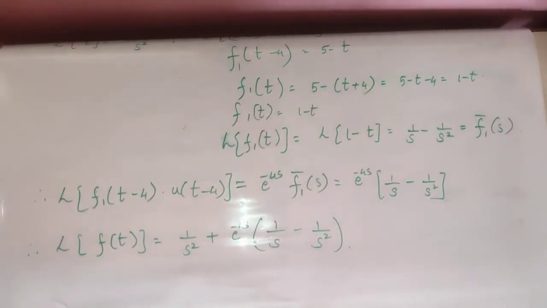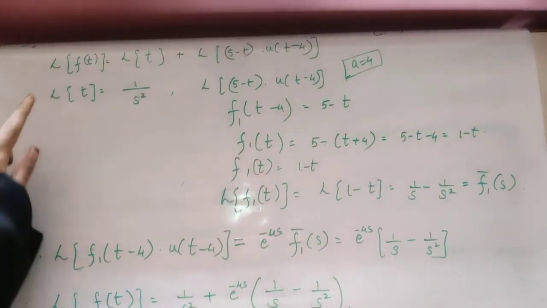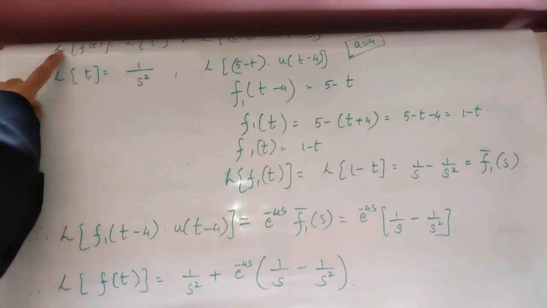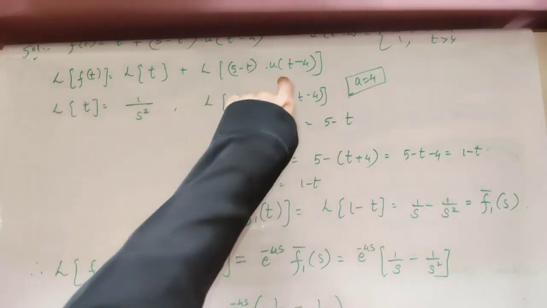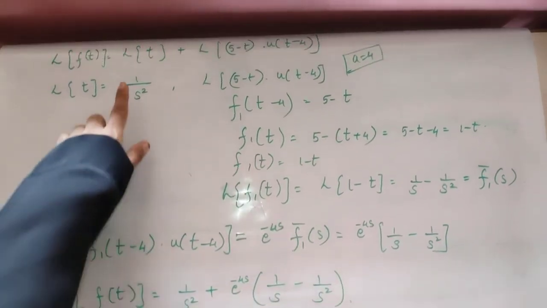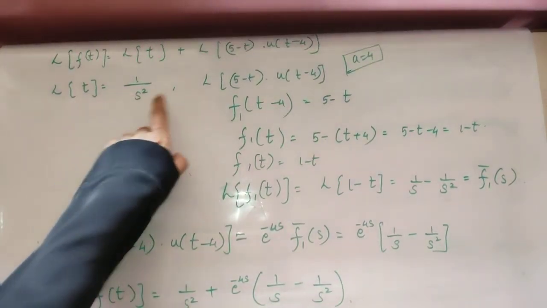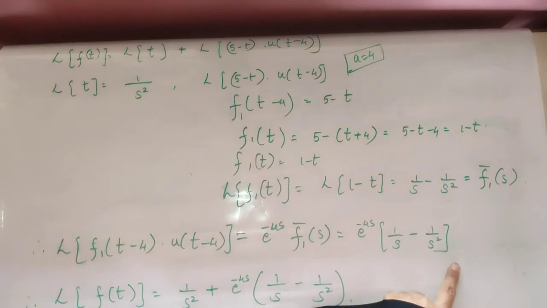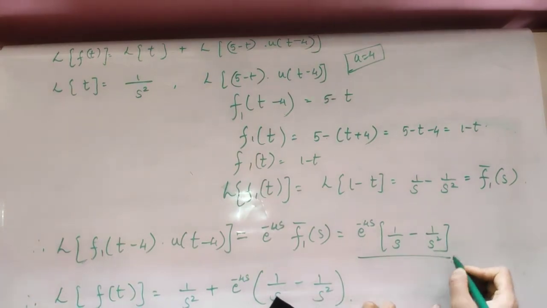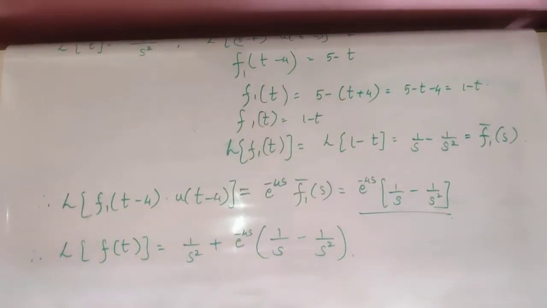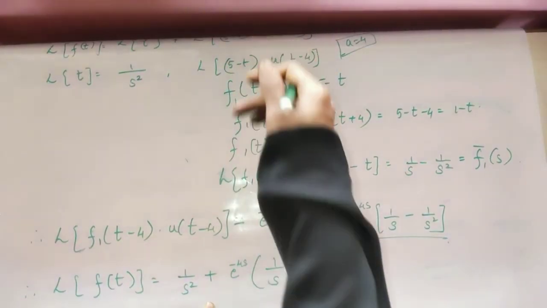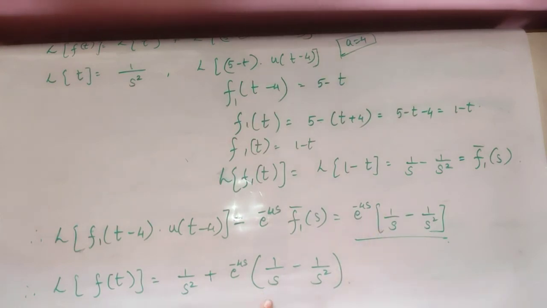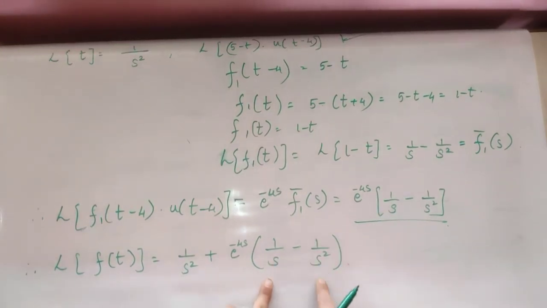I hope it was seen there. Just see here, we are writing the Laplace transform of the given function. The Laplace transform of the given function is the Laplace transform of t plus the Laplace transform of this combination, is it not? So the Laplace transform of t we had got to be 1 divided by s square, and this also we have solved here separately. Look at this. We got the solution here for the second part. So we have to sum up that together. That is 1 divided by s square, the Laplace transform of t, plus the Laplace transform of that combination. It is e to the power minus 4s into 1 divided by s minus 1 divided by s square. This completes the solution for this problem.